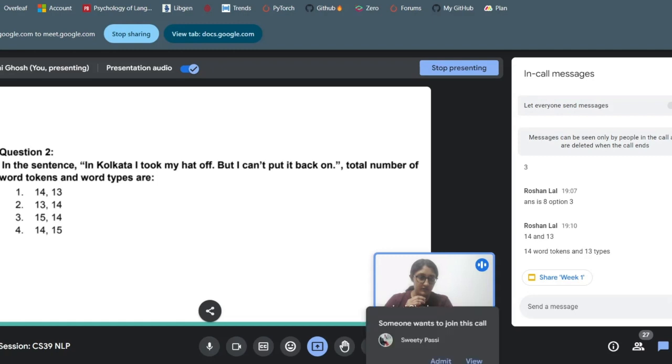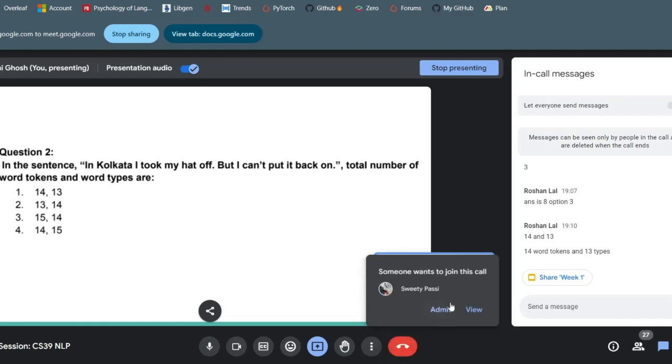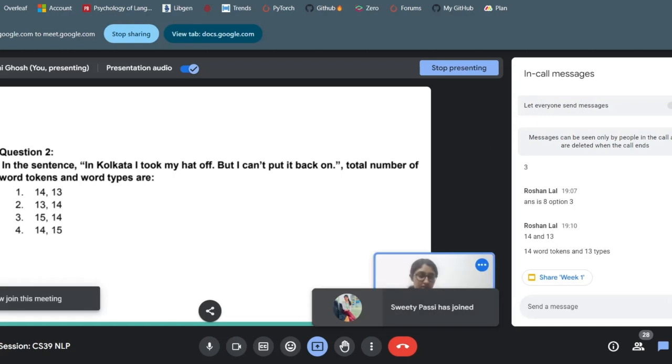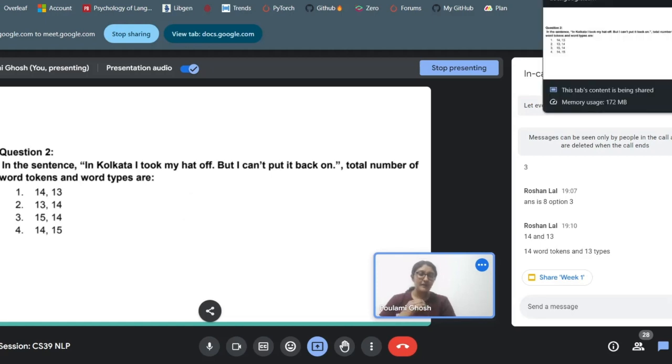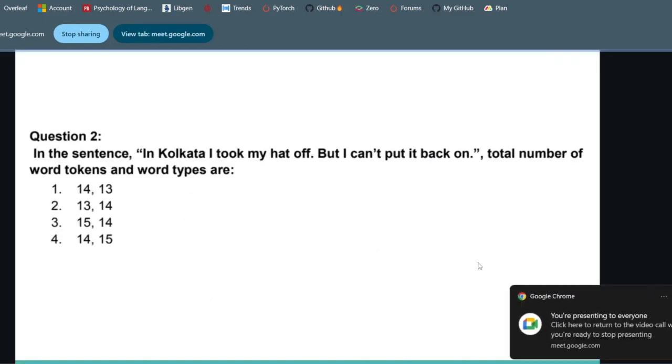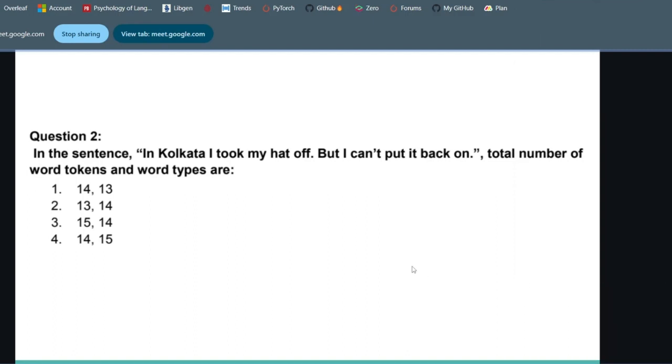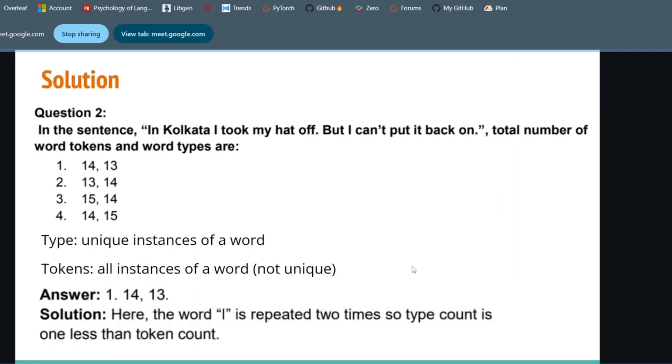Yeah, correct. Roshan is correct. Would you like to unmute yourself and tell what tokens and what types? Okay, fine. I'll go ahead with the explanation of the problem.